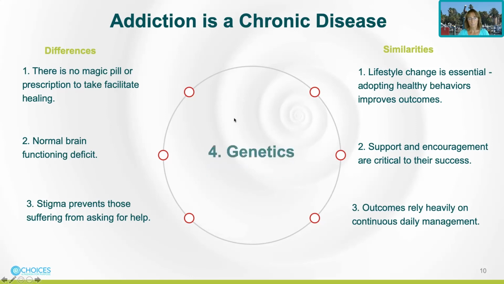And lastly, genetics. Genetics is a similarity in all chronic diseases: asthma, heart disease, depression, cardiovascular. It's the same with addiction. Substance use disorder can be transferred down through genetics. It can be hereditary. It's not always, but it certainly plays a big part, just like every other chronic disease.